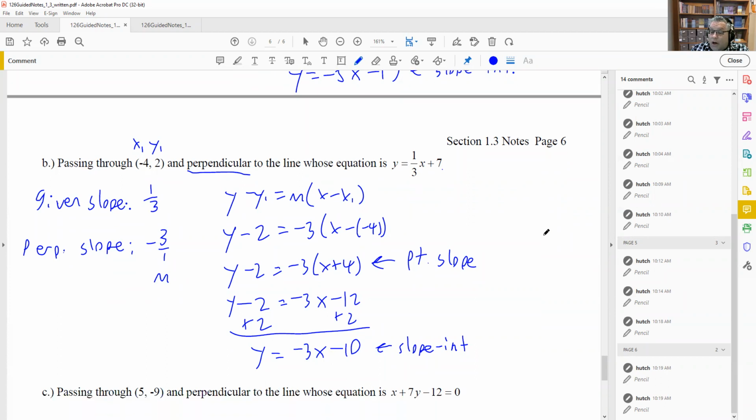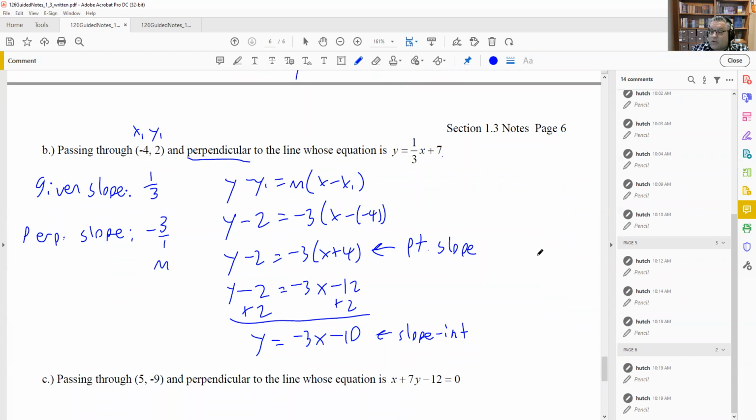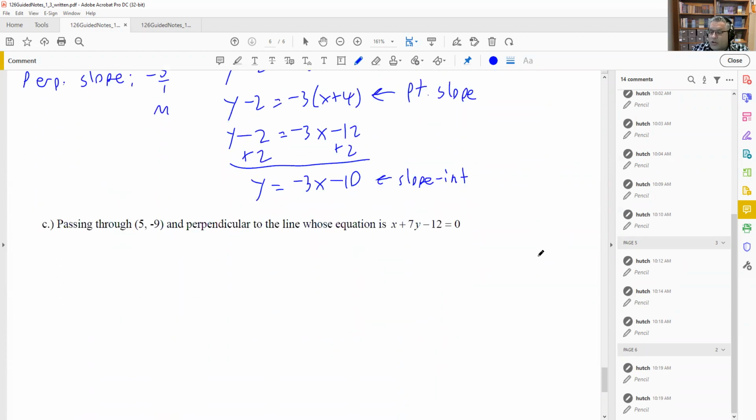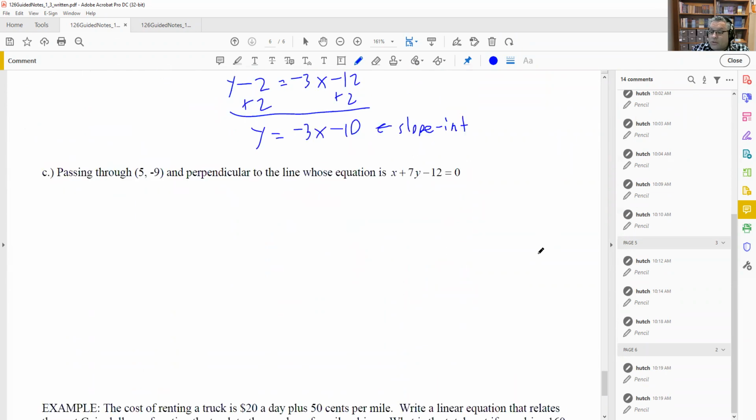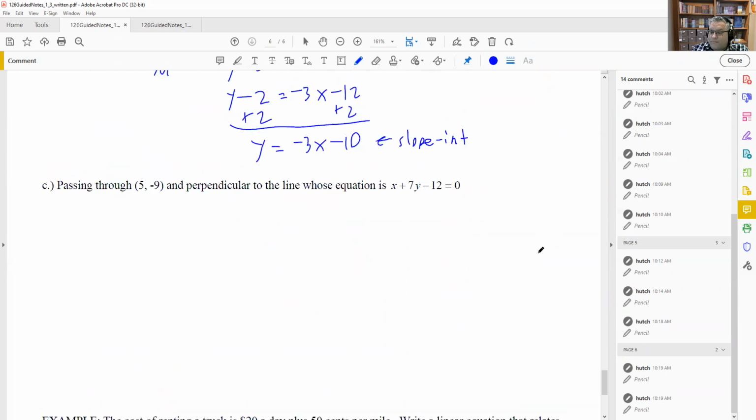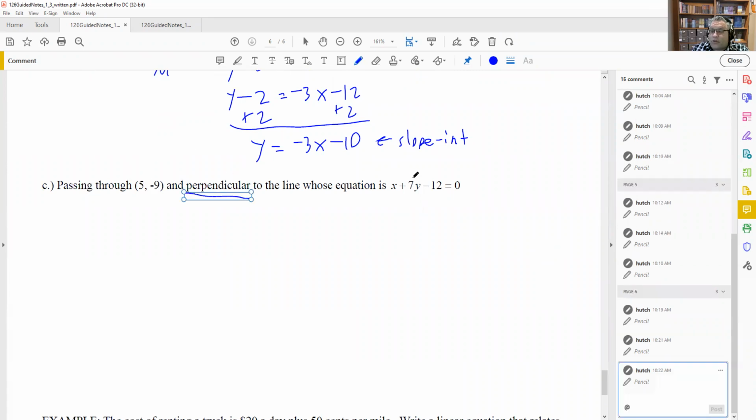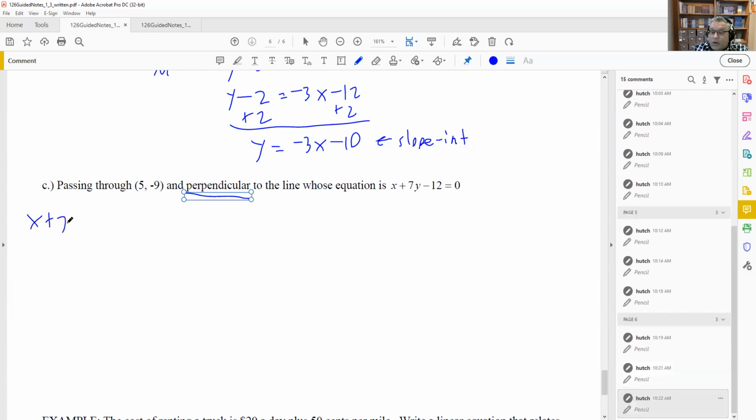Okay. We're going to do another one of these. Let's do another one of these perpendicular ones. Okay, so we'll do this here. All right, so passing through 5, negative 9, and again, we've got perpendicular to. Now this time, we're given a line that's not in slope-intercept form. They give us the original line is this one here.